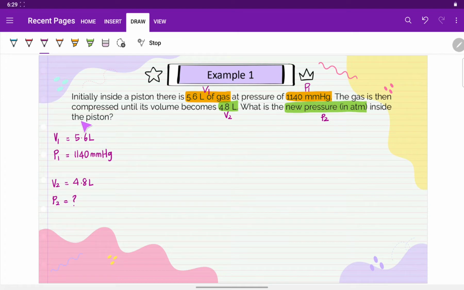Daripada maklumat yang kita dah keluarkan dekat sini, as you can see, only 2 variables yang berubah, hanya volume dan pressure saja. Okay, ingat kita ada 4 variable. So the variables are volume, pressure, temperature and number of mol. So sekarang ni yang berubah cuma volume dan pressure sahaja. Cuma ada dua sahaja. So bila ada dua sahaja variable yang berubah, maksudnya lagi dua variable adalah fix.